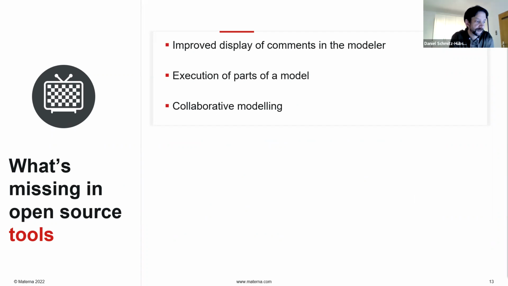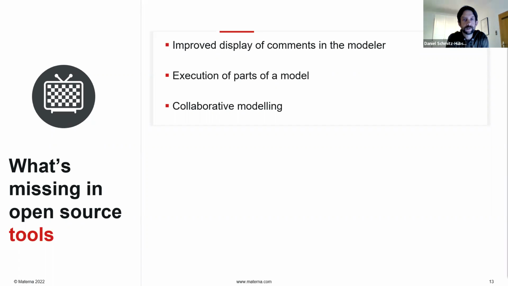So then what's still, from our point of view, missing in open source tools is, first of all, a better way to see and handle comments in the diagrams. And an interesting part is the opportunity to execute parts of a model. Because if you want to run your test, you always have to have a model that is completely executable. But sometimes, people start to write a small decision which isn't finished yet. And therefore, we are working on a solution where you can say, this and this part of the model has to be executed, and the rest can be ignored, until it's fully modeled.